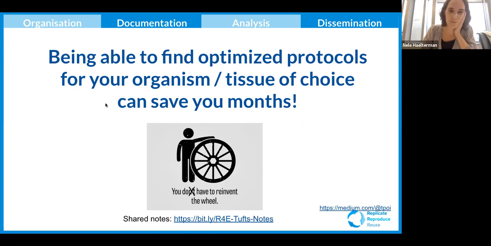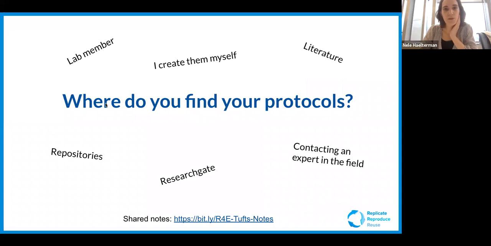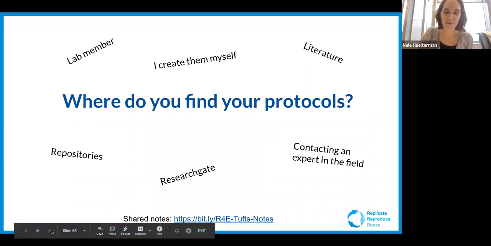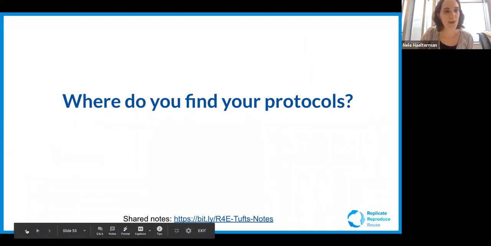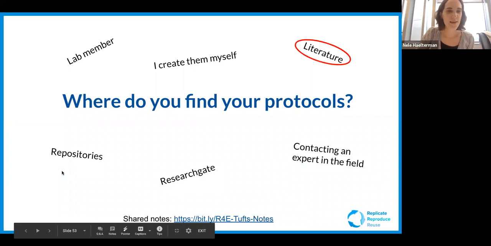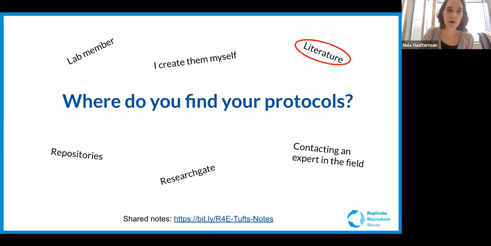Next slide, please. I wanted to ask you to share in the chat or in the notes where you would find your protocols. I tried to come up with some of the places where you would go. The most common spot would be to ask your fellow lab members: have you done this before? How do you do this? Can you please share your protocol with me?